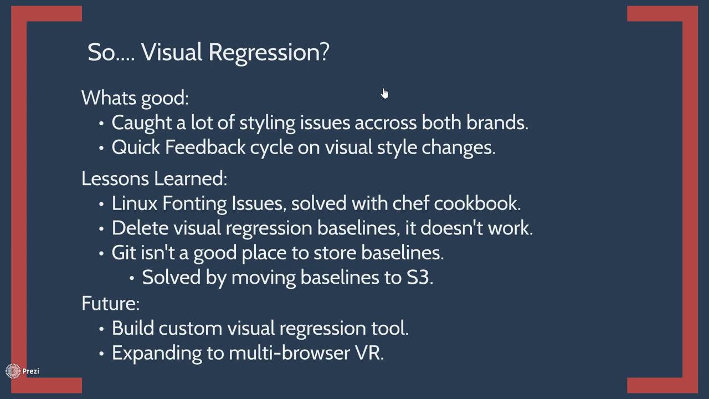Future, Phantom CSS is good, but it does have some problems with it, so we're kind of hoping someday we'll build a custom visual regression tool and use things like anti-aliasing, and then that will hopefully allow us to expand it out more to using multi-browser visual regression. At the moment, with Phantom CSS, every browser kind of renders the page slightly differently, so this will hopefully allow us to do it across all the Internet Explorers, multiple versions of Firefox, multiple versions of Chrome, and then hopefully, you never know, expand it out to devices as well, see how it starts looking on devices.